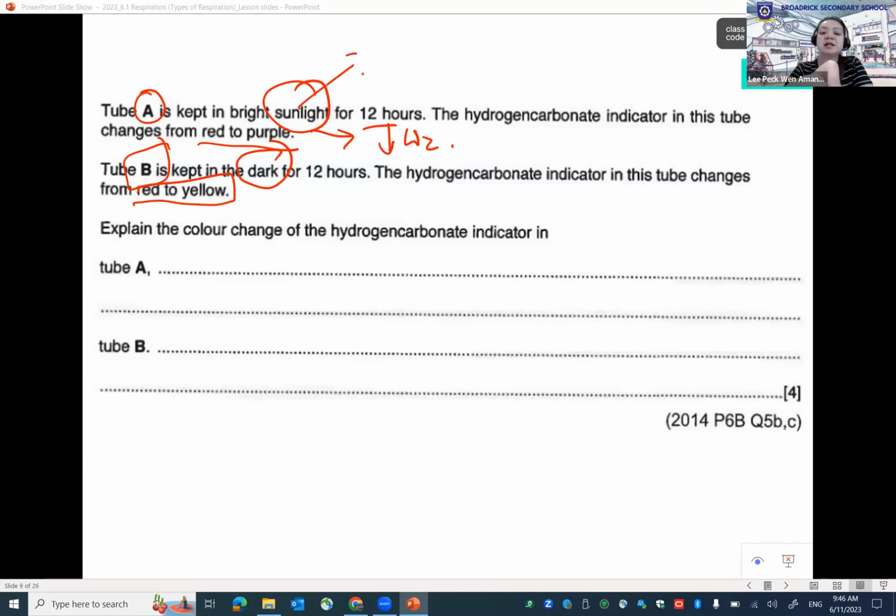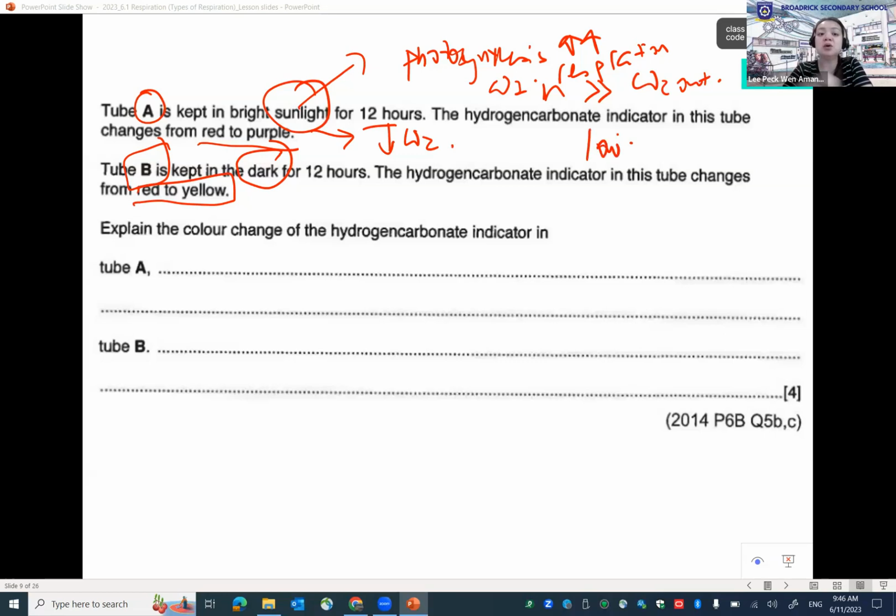So the difference is the sunlight. Although you may not have learned the chapter of photosynthesis, you would definitely know in Sec 2, all right, that photosynthesis requires light. So since tube A is placed in the light, photosynthesis actually can take place, and in fact will be much more than respiration. So if it's much more than respiration, that means CO2 is taken in, okay, more than the amount of CO2 given out. That's why the CO2 in the solution is actually low, giving you the color of purple.